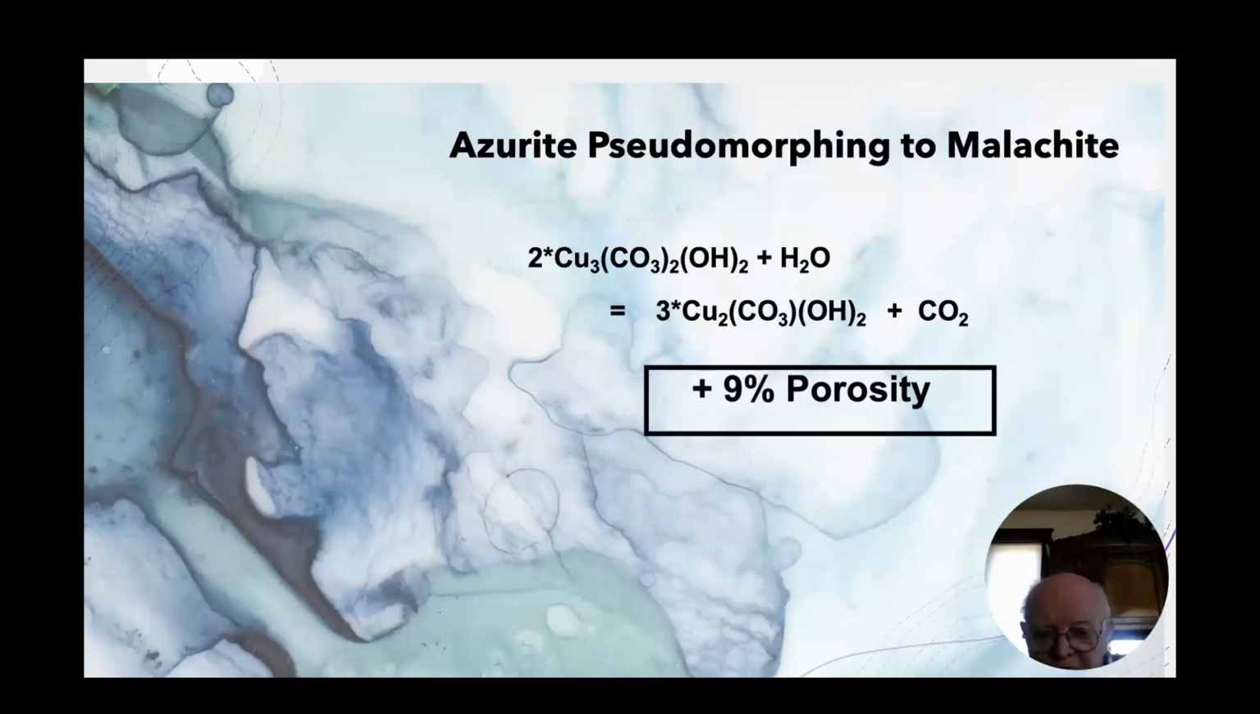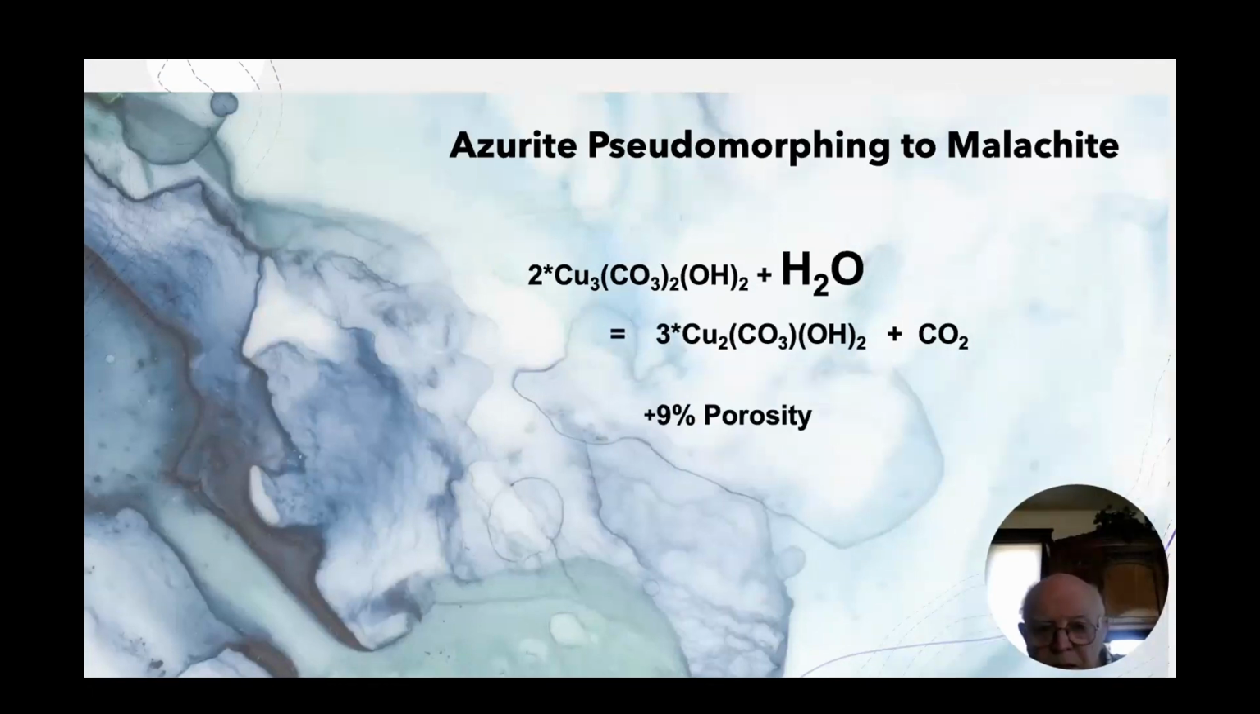Because of the greater density of malachite over azurite, porosity is produced in the reaction. The porosity produced can increase the amount of water entering near the interface. The excess water can help displace CO2 from the reaction site.